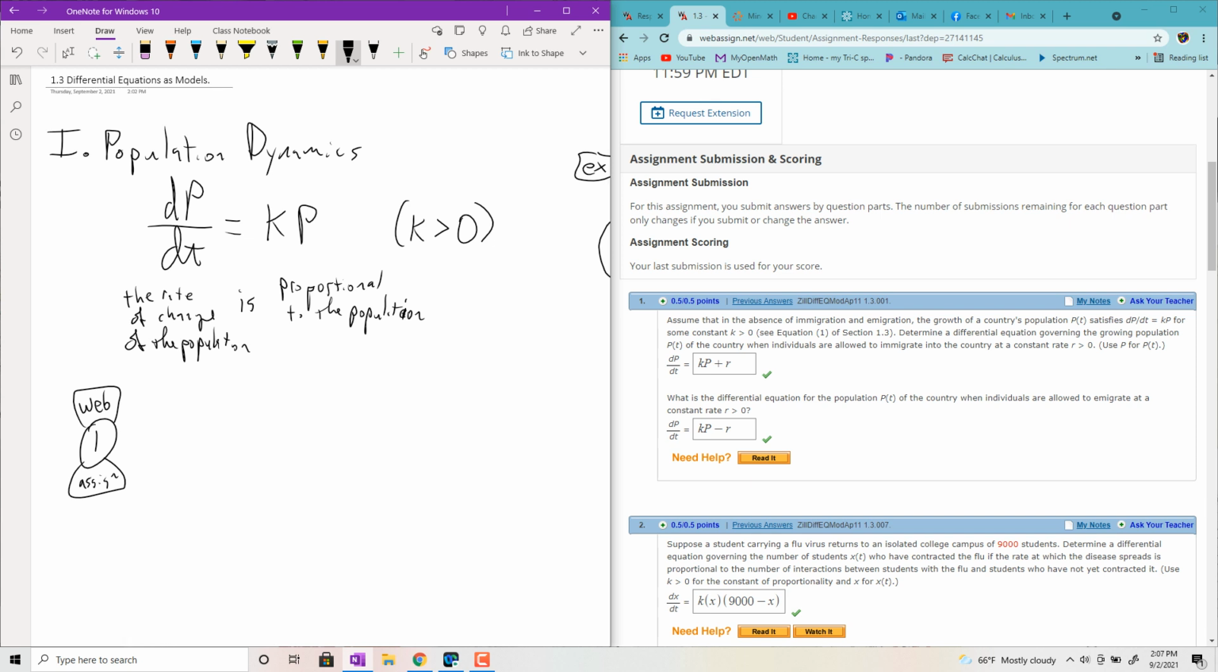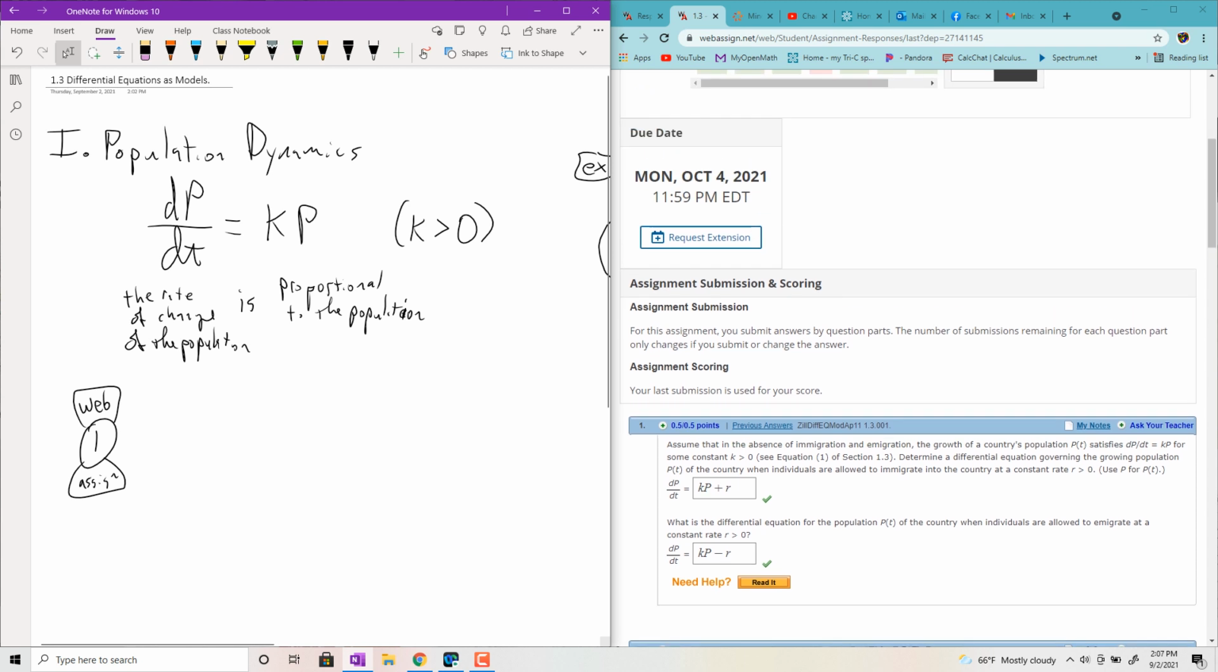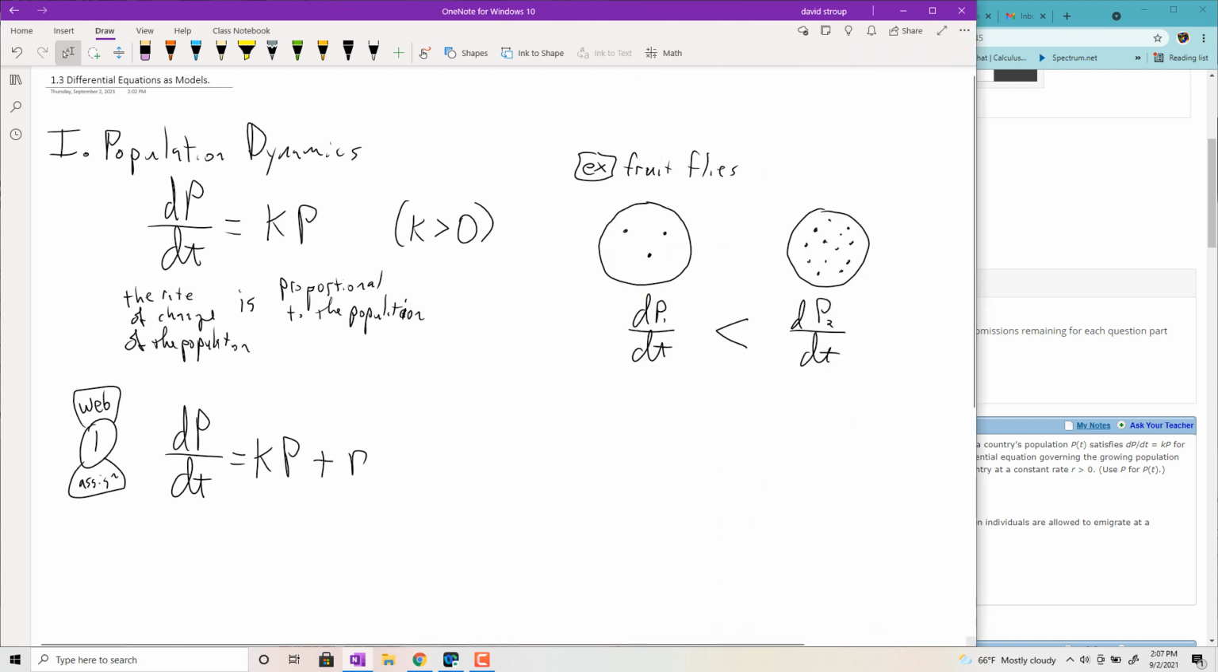So the first question, assume that in the absence of the immigration, we have the generic population growth differential equation. And then determine the differential equation that would happen if you allowed immigration. So one way to model that would be just to add in some sort of factor. So in this case, they want the factor to be R. So to model immigration, just use the regular model and then add in R that would represent the people, or the flies in my case, being thrown into the mix.